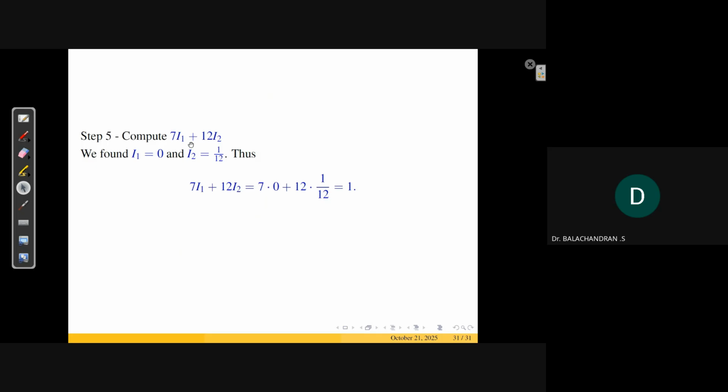So now we need to compute 7 I1 plus 12 I2. So 7 I1 is 0, 12 I2 is 12 times 1 by 12. The final answer is 1.